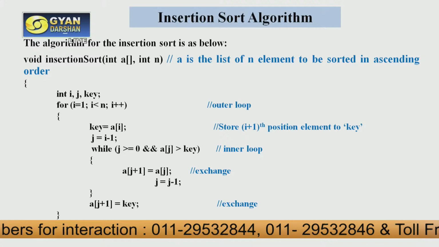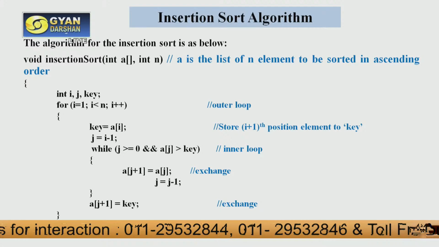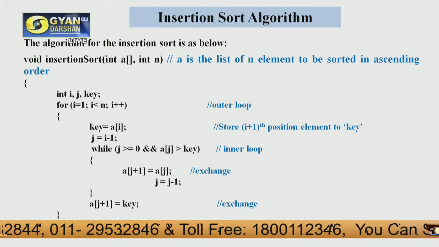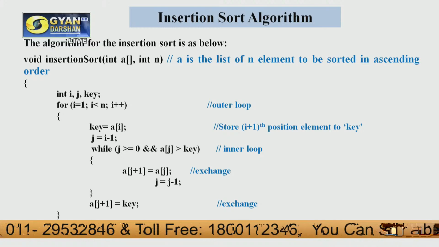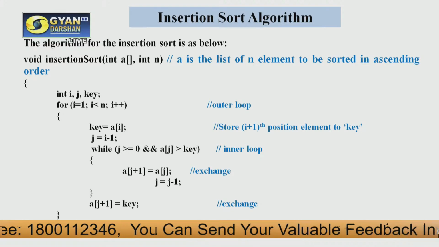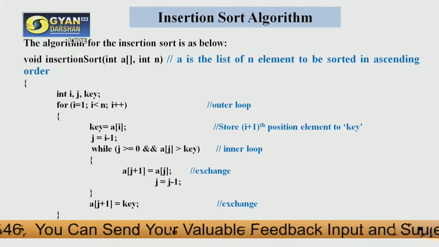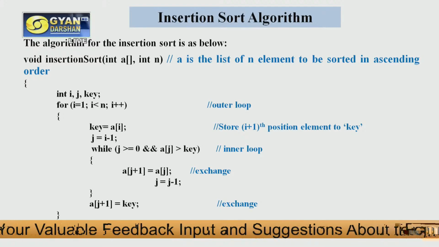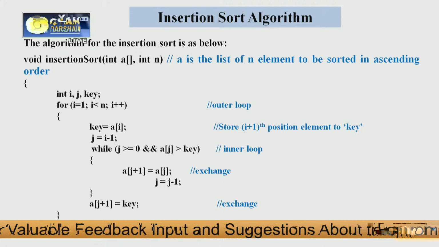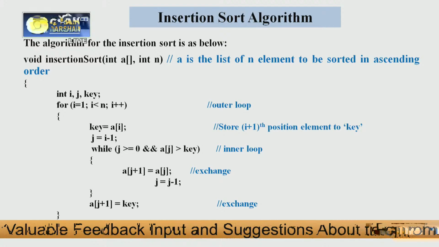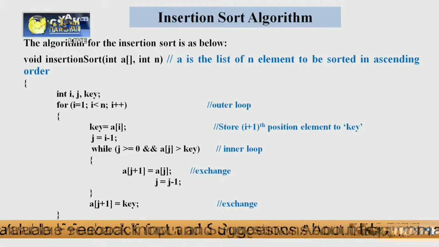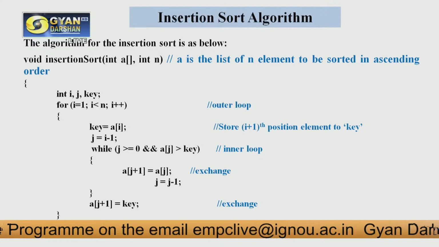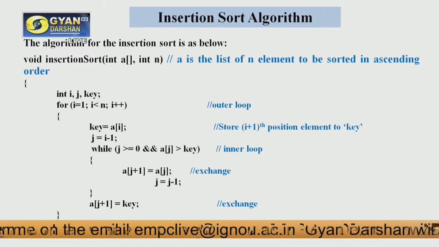So as soon as this inner loop becomes false, then we store the element at the jth position. So a[j+1] will be stored that key value. That is how the inner loop will complete, and then i will be incremented by 1. Now i will be 2.